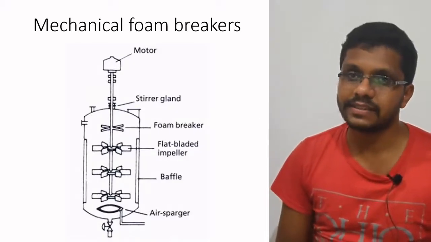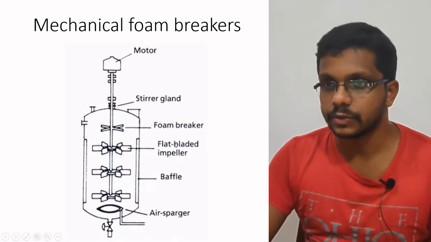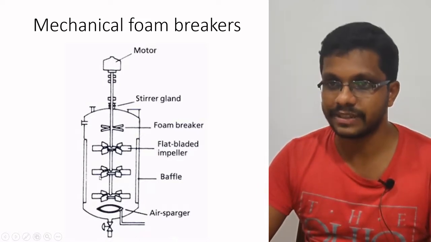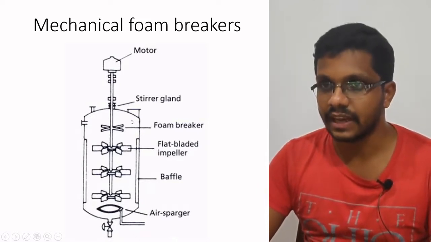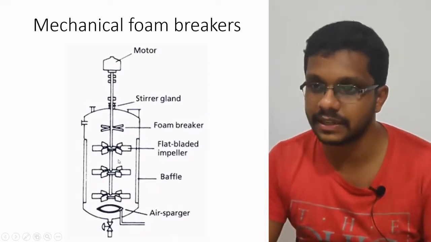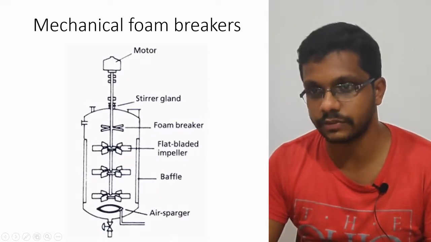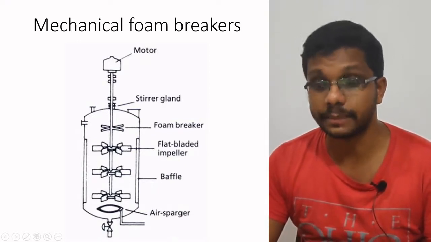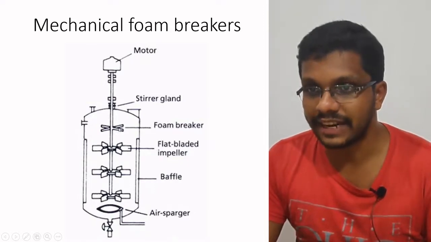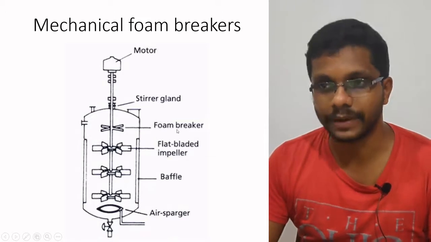So mechanical foam breakers, in this figure you can see a figure of the foam breaker. This is a typical diagram of a fermenter. We have the fermenter here and this is a motor for agitation to mix the fermenter. Here we have three different layers of agitators. All three of them are used for mixing the medium. But on top of that they have an additional impeller, which acts as a foam breaker.